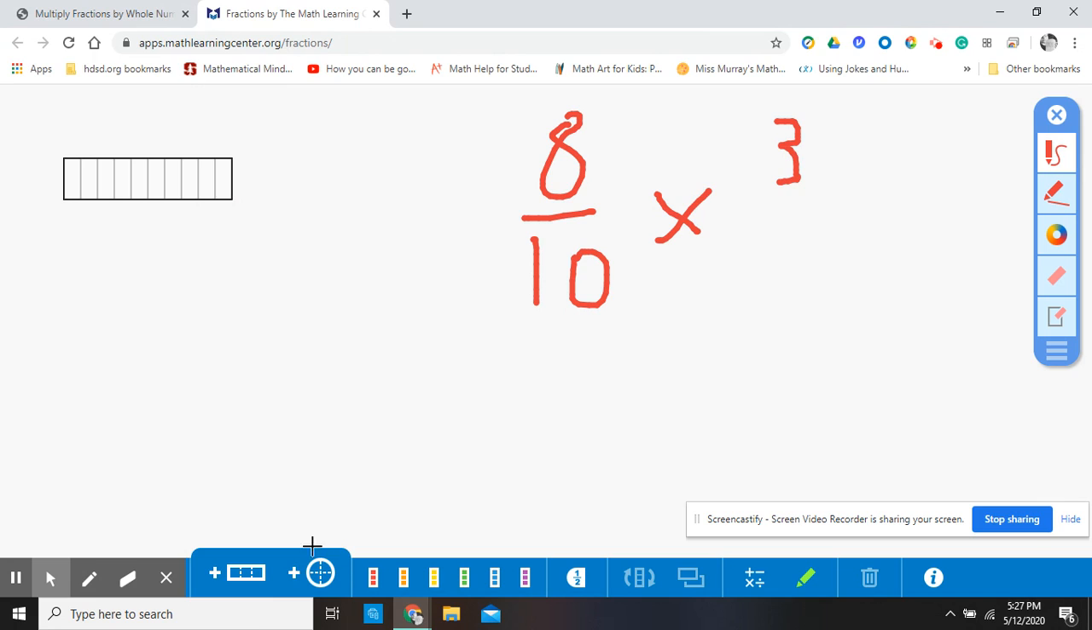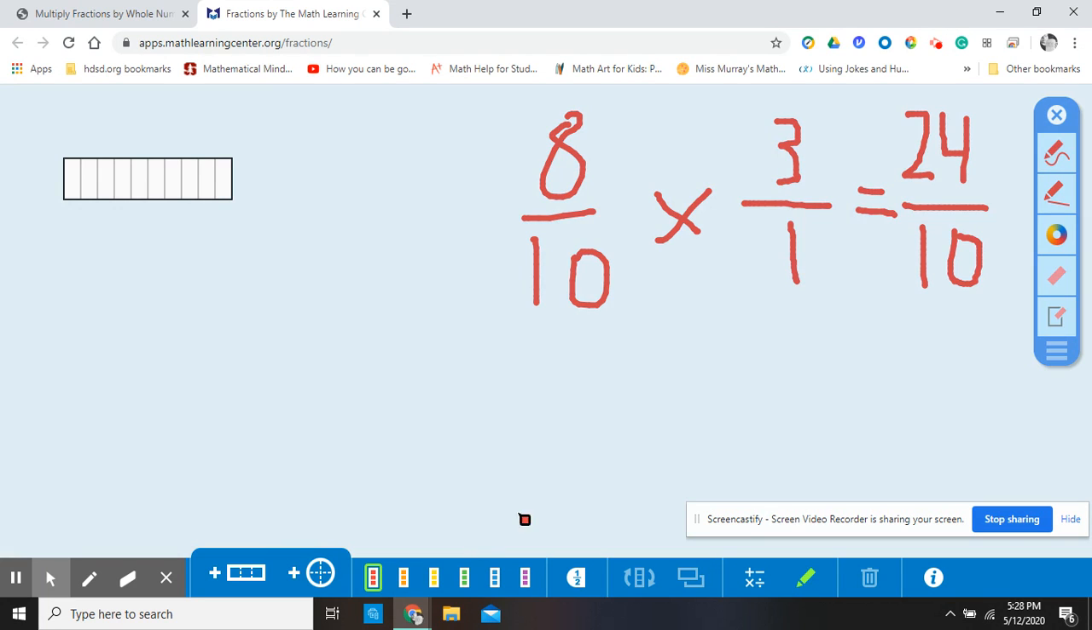We already have figured out that when we're multiplying fractions, we can put our whole number over 1 and multiply our numerators and multiply our denominators. So 8 times 3 is what? It's 24. 10 times 1 is what? That's 10. Now we have a little bit of a problem here. 24 over 10 is what we call an improper fraction.